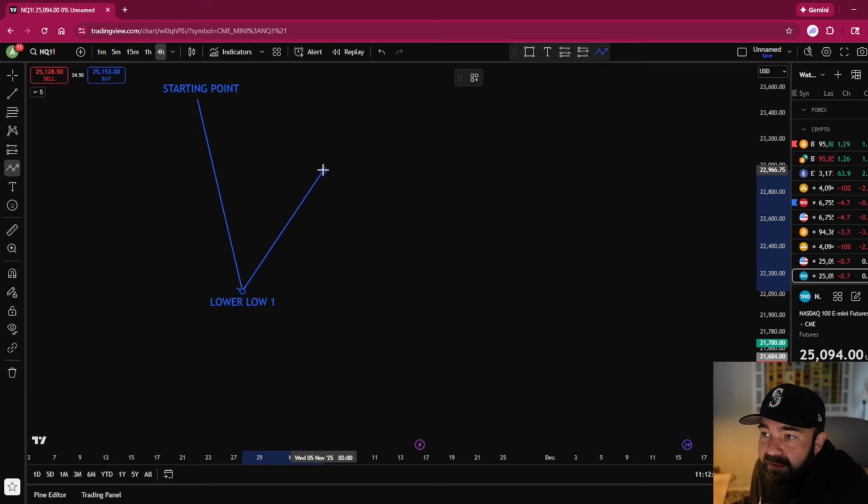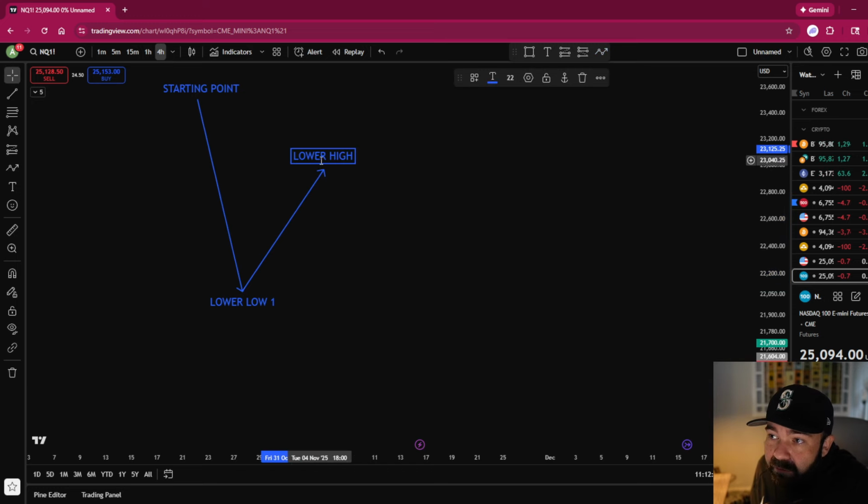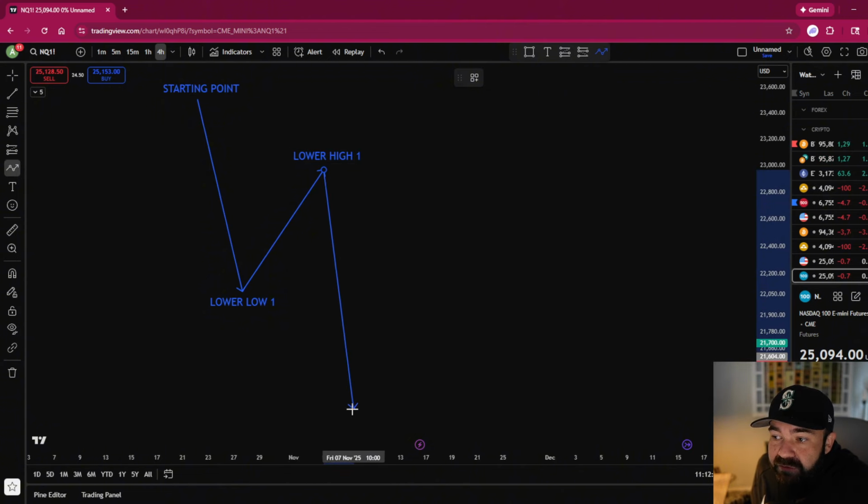So let's then say we have something that looks like this right here. This creates a lower high. Why is it called a lower high? Because this point before it reverses back down is below our starting point, and since it's below, it's lower than the starting point, so it's lower high one. So I'll label it as such. Now you're going to have a drop down, which is going to create a new lower low. This point is going to be below lower low one and below the starting point. So this makes lower low two.